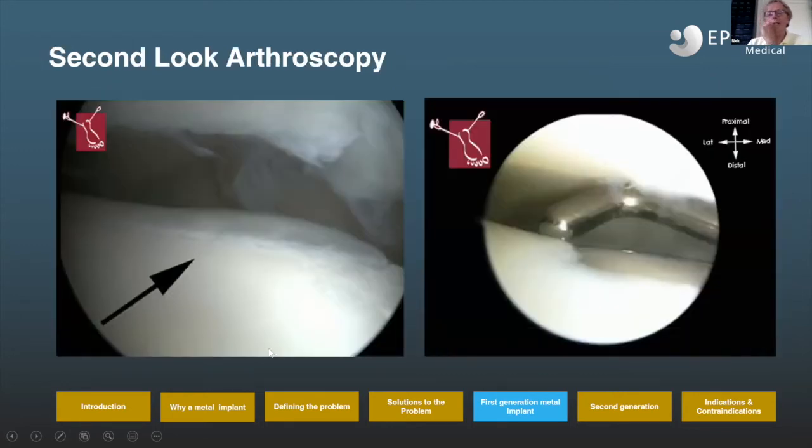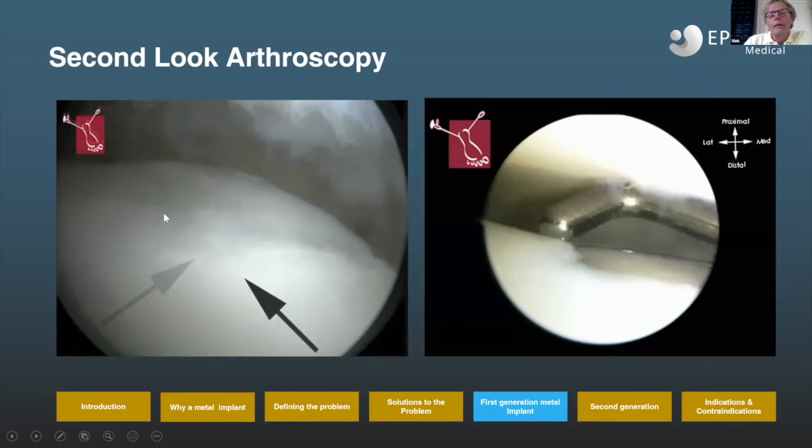What was interesting was the second look that we did in 6 patients. And you see what happens if the implant is below the surface: it fills with cartilage. So this is fibrocartilage that was grown from the edges over the defect. Here again, this is the cartilage which is over the implant.